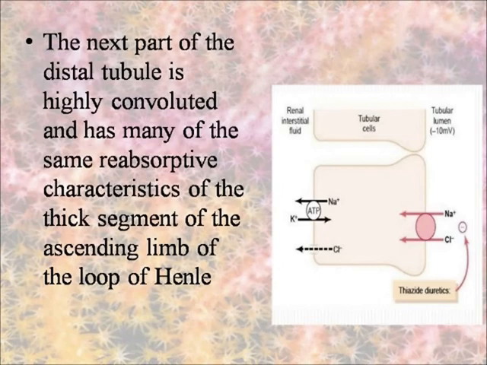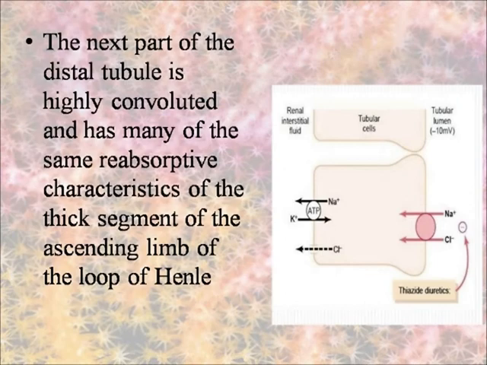That is, it avidly reabsorbs most of the ions including sodium, potassium and chloride, but is virtually impermeable to water and urea. For this reason, it is referred to as the diluting segment because it also dilutes the tubular fluid. Approximately 5% of the filtered load of sodium chloride is reabsorbed in the early distal tubule.